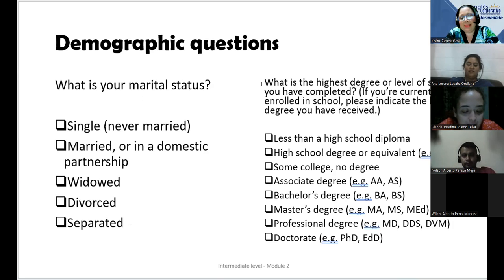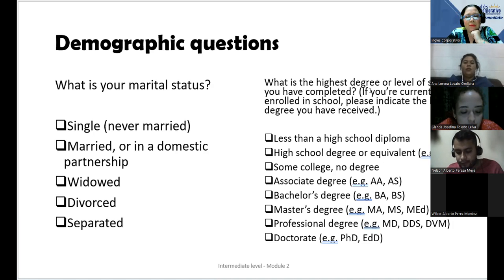Vale, vamos a ver este. Aquí tenemos algunas observaciones, right? What is the highest degree or level of school you have completed? Aquí podemos decir completed or completed. Pero siempre ed, porque tenemos una T final, aunque haya una E. Siempre es una T al end, at the end. Y se dice completed. What is the highest degree or level of school you have completed?